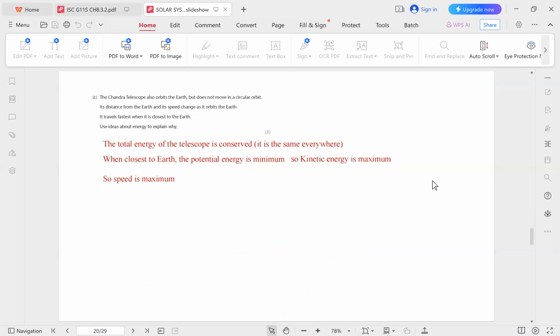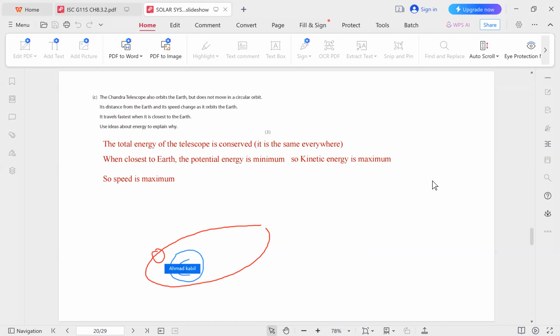The Chandra telescope also orbits the Earth, but does not move in a circular orbit. Its distance from the Earth and its speed change as it orbits the Earth. It travels fastest when it's closest to Earth. Using ideas about energy, explain why this is the case. So we have planet Earth. We have a moon or a telescope or a satellite or whatever orbiting in an elliptical path, maybe around the Earth. So what they're saying is that it's fastest when it's closest to Earth.